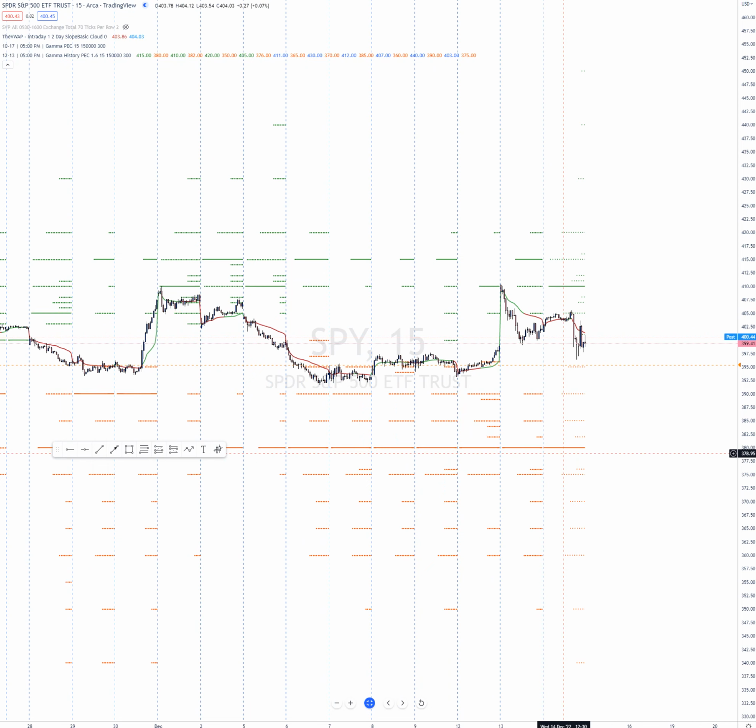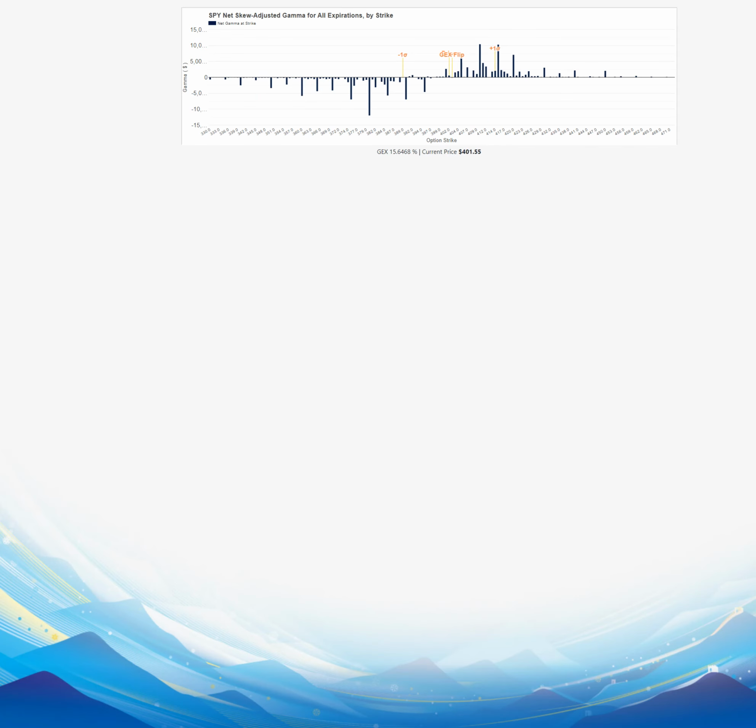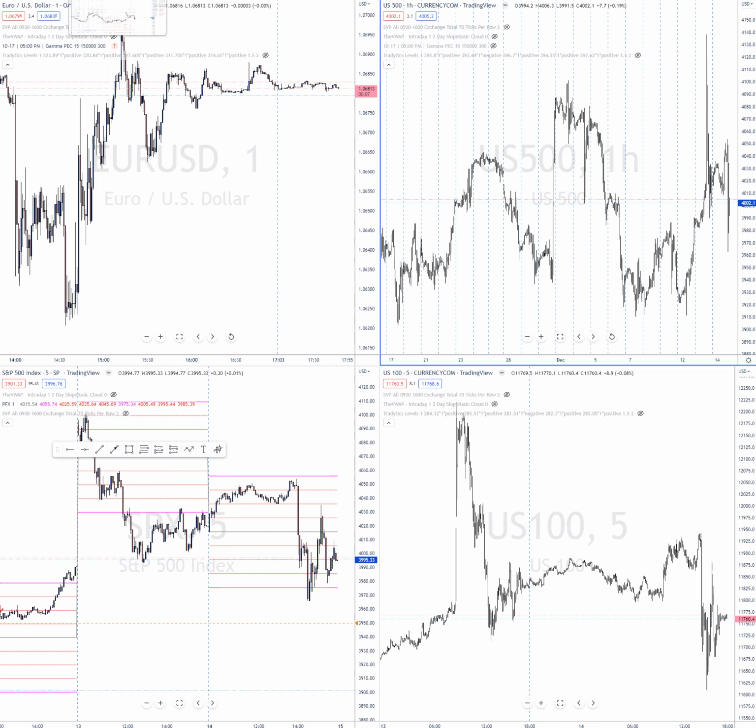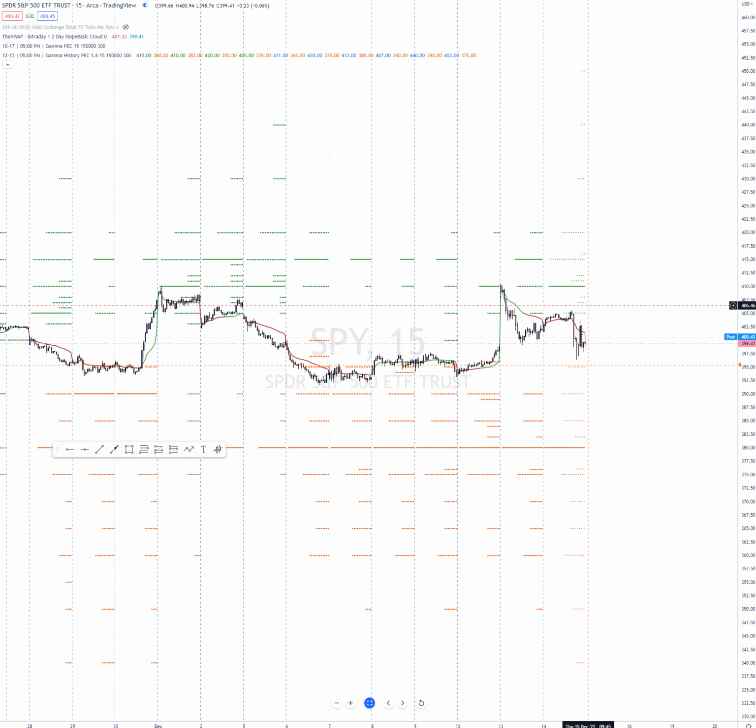If you don't know what a gamma level is, let me give you some idea about that right now. A gamma level basically shows you the exposure that market makers have from having either too many puts or too many calls. And you can see here, this is the gamma levels on the SPY. What we've done is transpose that to our charts, where I can now see those levels, the call gamma and the put gamma, on my chart here.